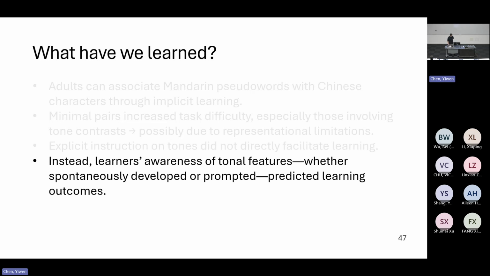But we noticed that learners have awareness of tonal features. So becoming aware of the tones, either spontaneously, as in the incidental group, or prompted, as in the instructed group, predicted learning outcomes. So it's not so much about the instructions, it's becoming aware. And then you can think about things like, well, why do some people become aware and others don't? What is it about the learners who become aware?